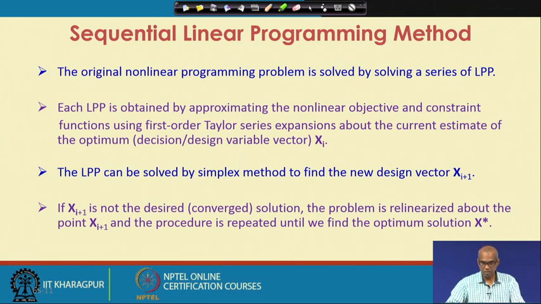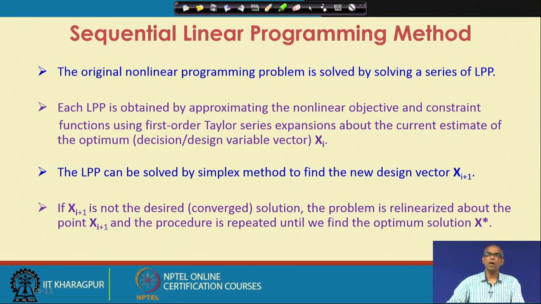If the new estimate of the solution is not the desired or converged solution, the problem is relinearized about the new estimate, and the procedure is repeated until we find the optimal solution x star. So, the method is as follows. We will solve the nonlinear programming problem by solving a series of linear programming problems.